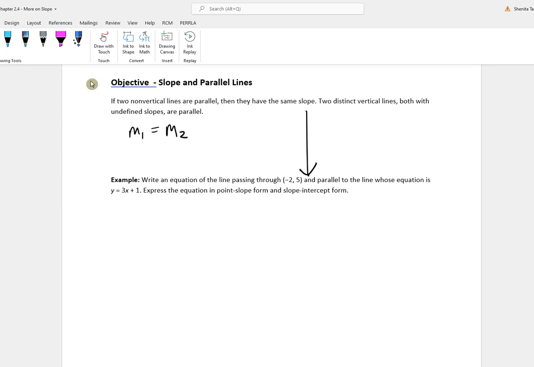If you were to look at this visually, it states two distinct vertical lines. So two distinct vertical lines, two lines going up and down. So this line and this line. These are vertical lines, these are parallel to each other. They have the same slope.